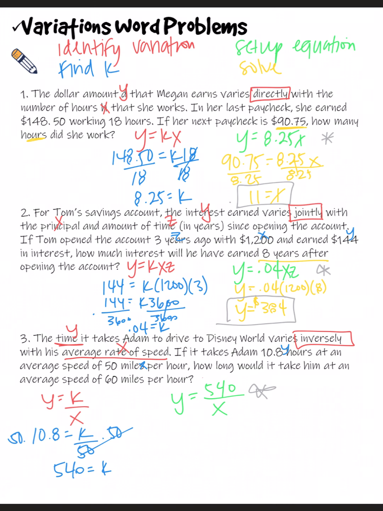How long would it take him at an average speed? So how long means time, we want to know y. With our speed, x is 60. So y equals 540 divided by 60. When I do that math, that is 9 hours. It will take him 9 hours to get there going that speed.